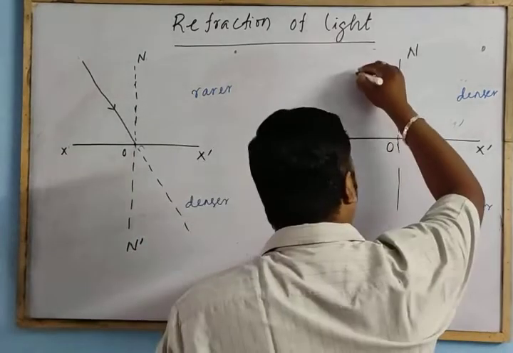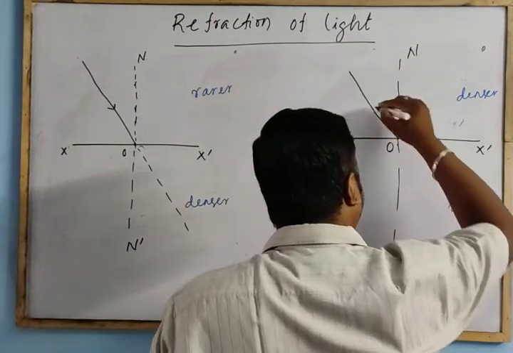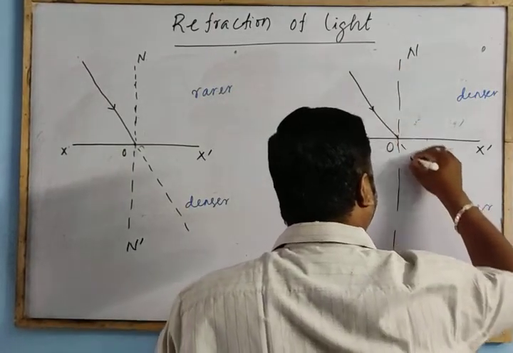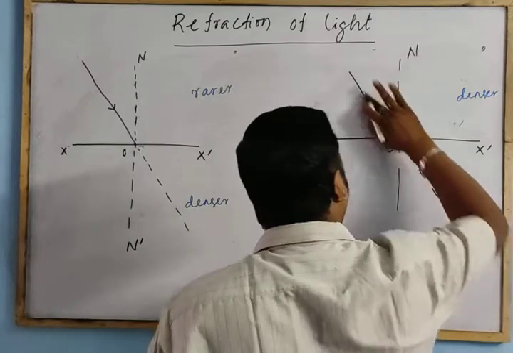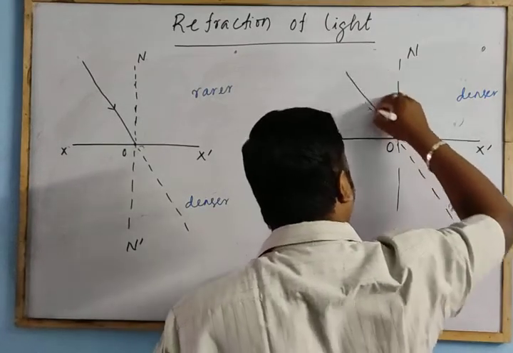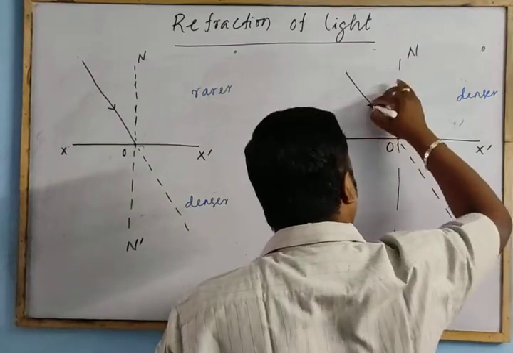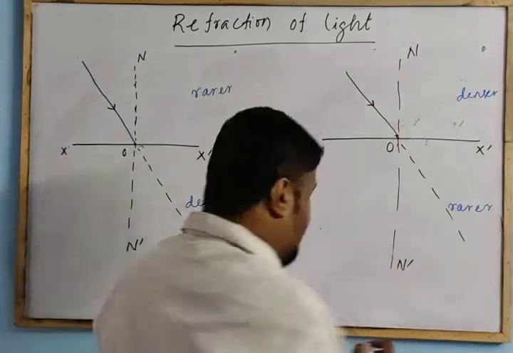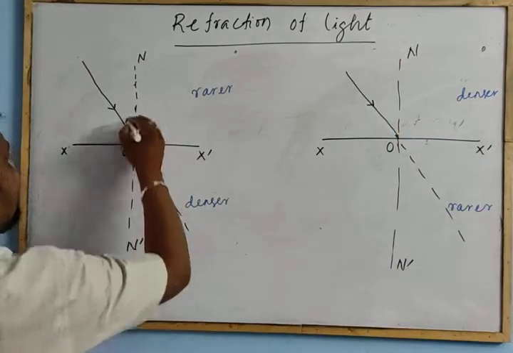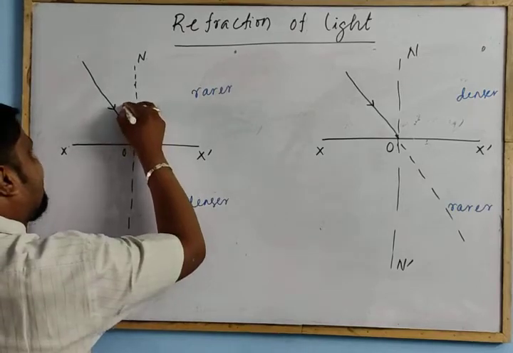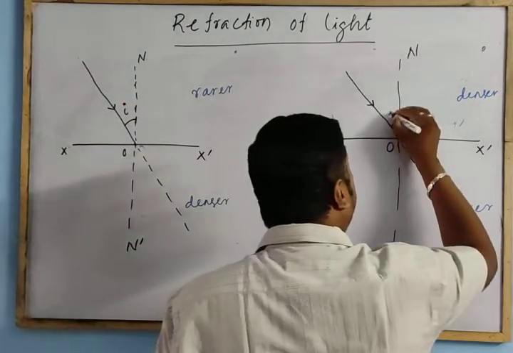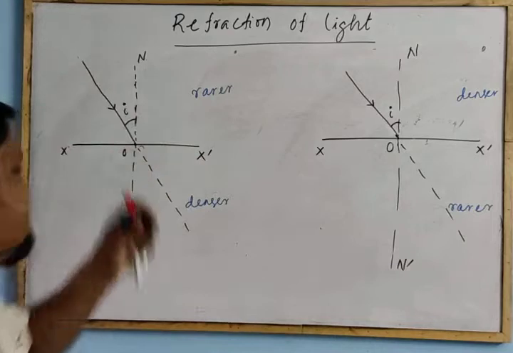Here also, this is the incident ray and this will be the actual path. Right? And what is this incident angle? Normal to the incident ray, this is the angle of incidence. Here this is the angle of incidence. Now come to this case.